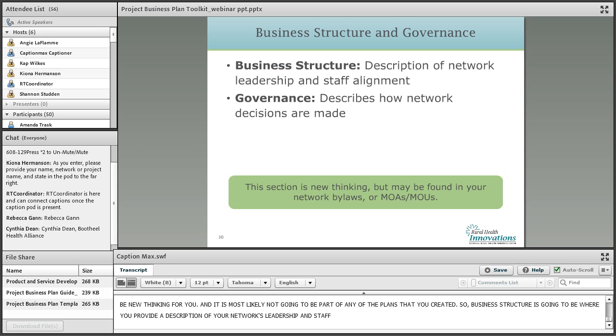When you are using the business plan template, you're going to pull highlights about your network's history from the history section in your strategic plan, and then you'll add a sentence or two of cultural thinking, describing what the culture of your network looks like. This section should be kept to roughly 250 words or less.